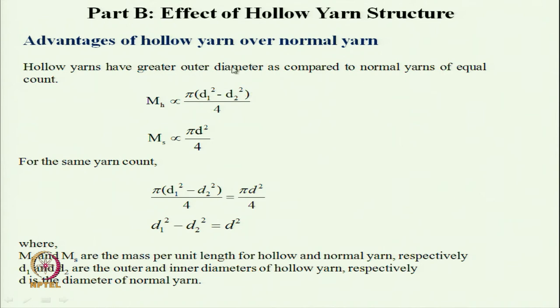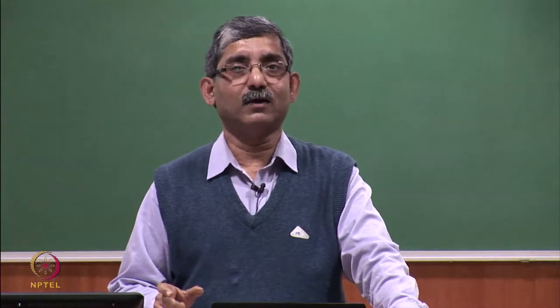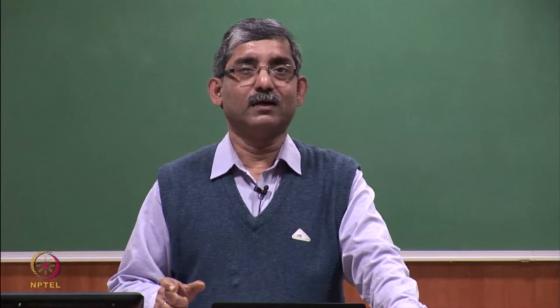So, mass per unit length is proportional to the cross sectional area, and here this is the cross sectional area of the normal yarn. So, effectively D1 square minus D2 square equals D square. So, D1 square is always higher than D square. So, to keep the same mass per unit area, two yarns were used, one hollow yarn, another normal yarn, and ends per inch and peaks per inch, end density and peak density, were kept same. In that case, it has been observed that hollow yarn with higher diameter covers more area than normal yarn.